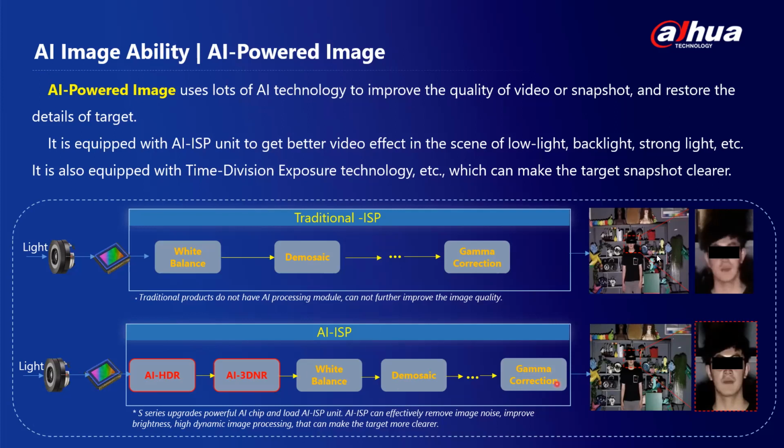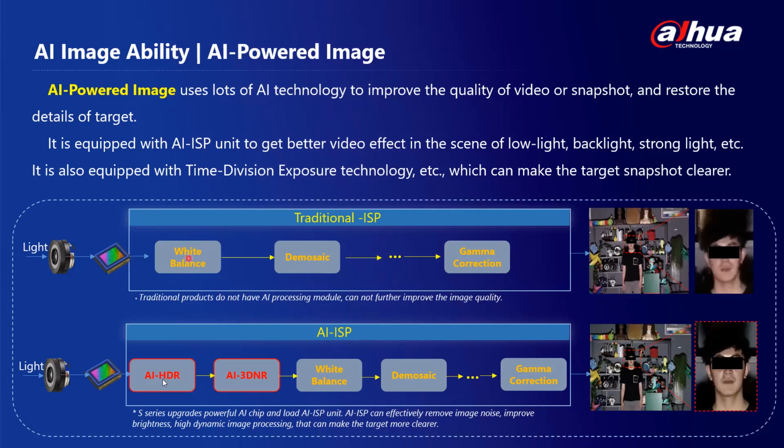So this is the end product. You can compare between the two and see clearly that the individual's portrait or image here is sharper compared with what we have from this traditional ISP. The only difference is that this uses the AI ISP.